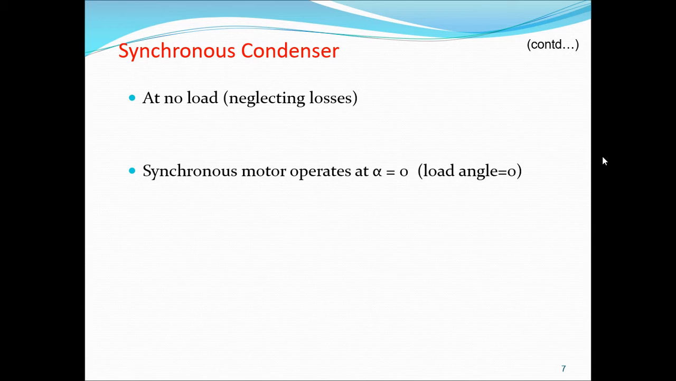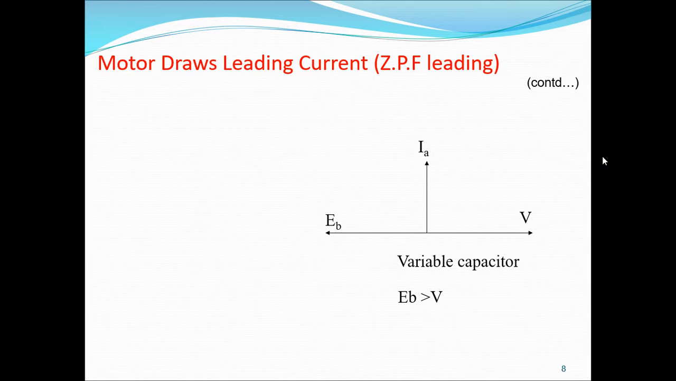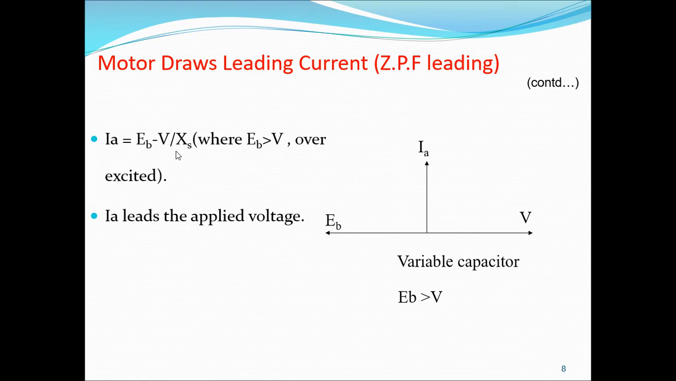So the synchronous motor operates at alpha equal to 0, that is, the load angle or coupling angle is equal to 0. This gives supply voltage and back EMF EB in phase. If you draw the leading power factor vector diagram, where EB is greater than V, the armature current IA is equal to EB minus V by XS. So that is overexcited, and the armature current leads the supply voltage.